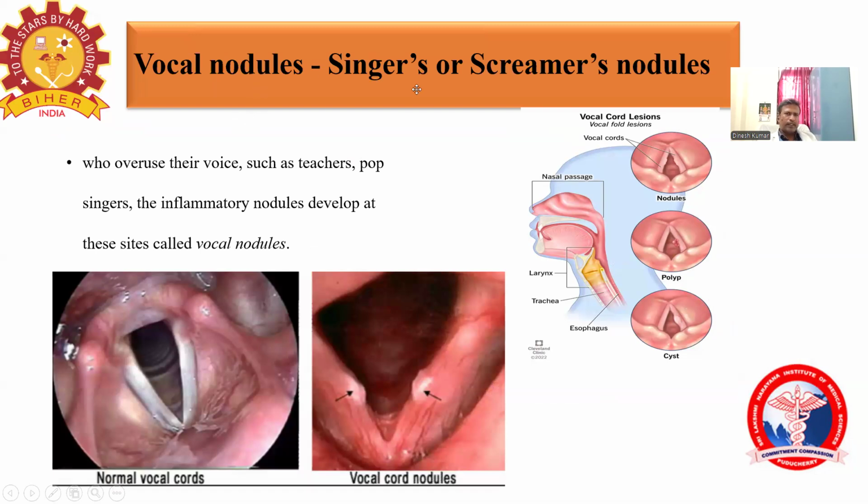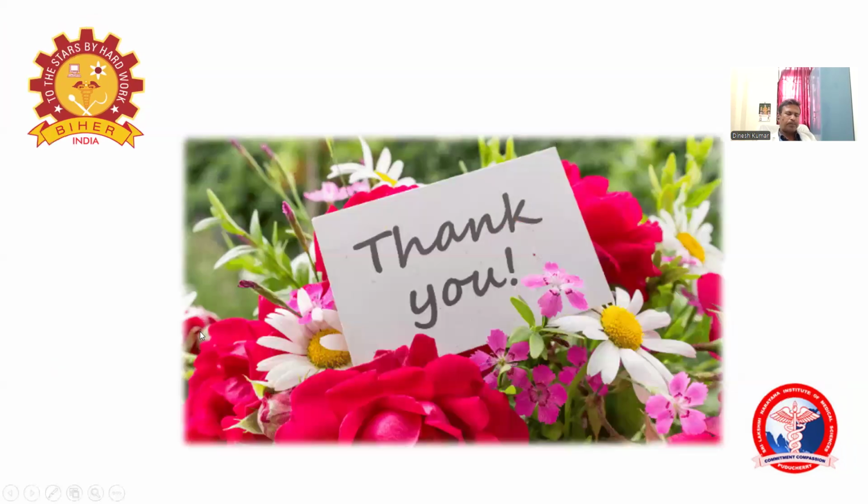The last one is the singer's or screamer's nodes. Due to overuse of their voice, in teachers and pop singers, inflammatory nodules develop at the site of the vocal cords. So this is the important topic of the anatomy of the larynx.